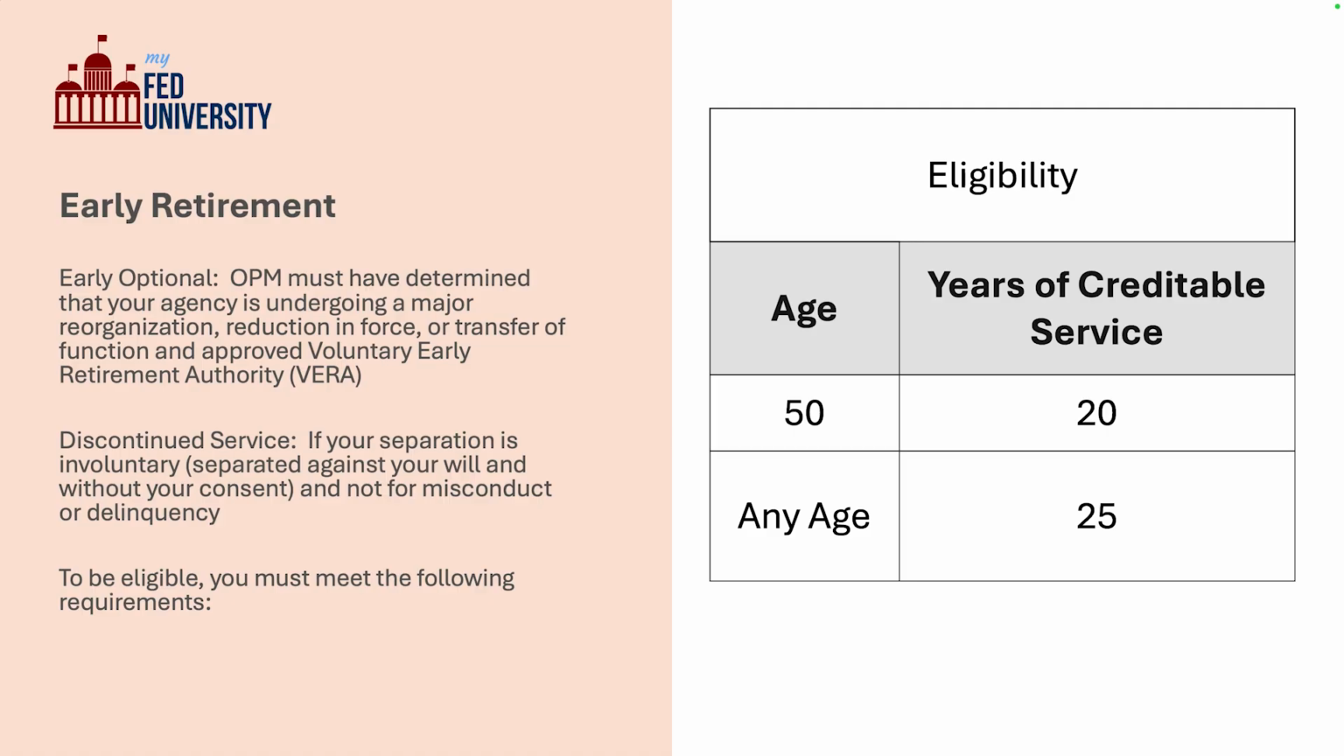There's also a component under early retirement called discontinued service. And this would be in the event your separation is involuntary, meaning that you were separated against your will and without your consent, and it cannot be for misconduct or delinquency. So a little bit about early retirement. To be eligible for early retirement, you must meet one of the following requirements. You have to be at least age 50 with a minimum of 20 years of creditable service, or you can be any age if you have at least 25 years of creditable service.